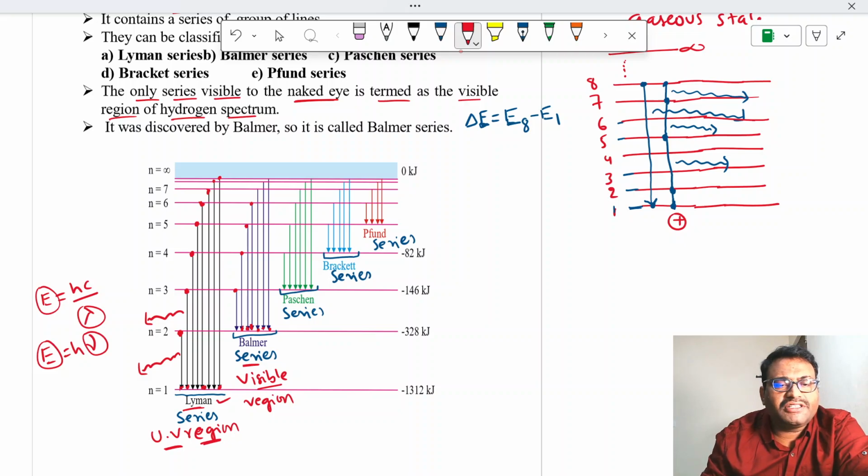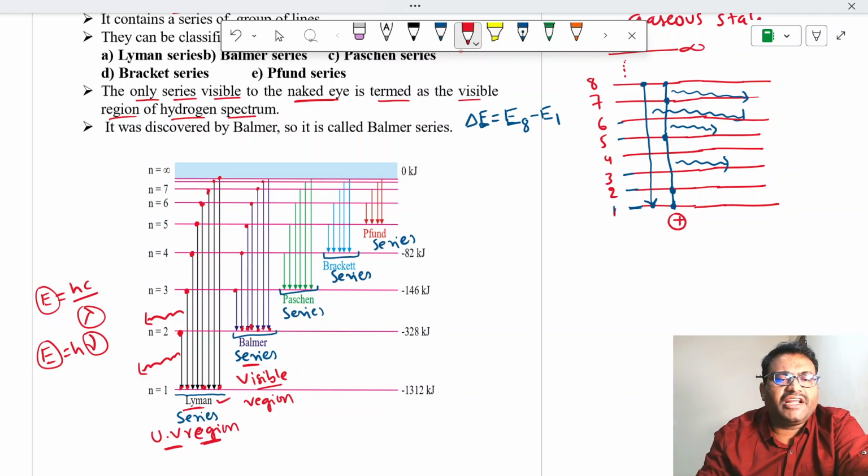Balmer series. What is Balmer series? When an electron is de-exciting from a higher energy level directly to the second energy level, the series of spectral lines produced has wavelengths or frequencies lying in the visible region, and that group of spectral lines is called what? Balmer series.